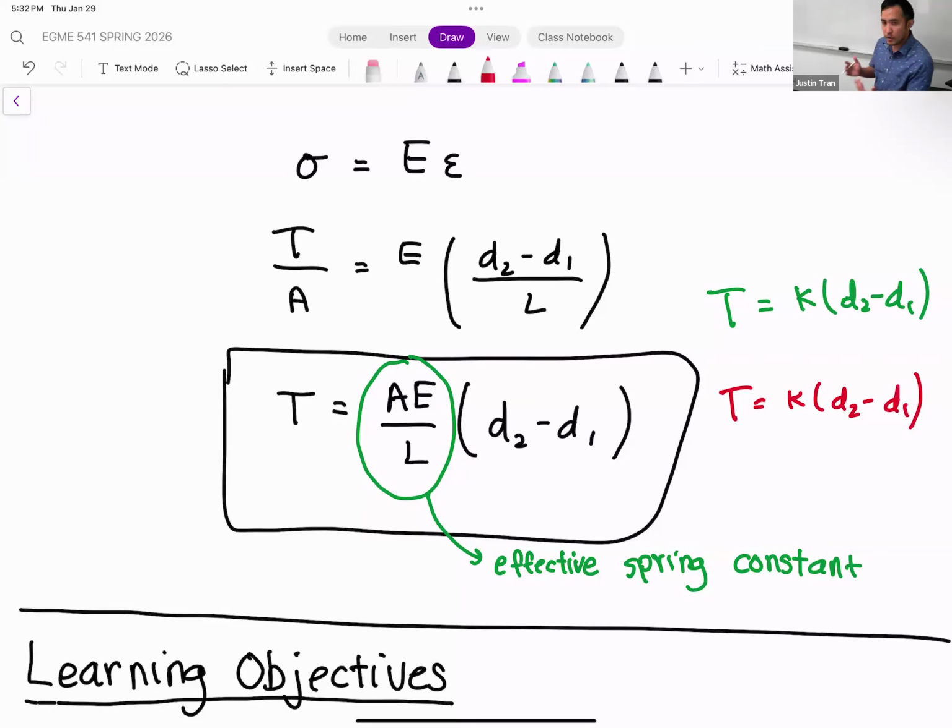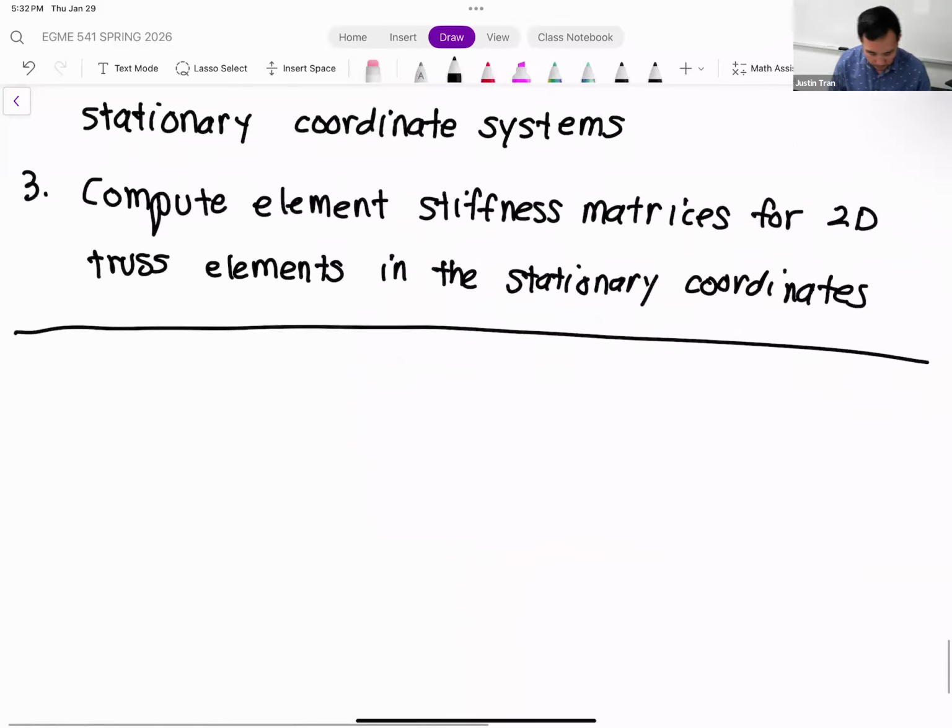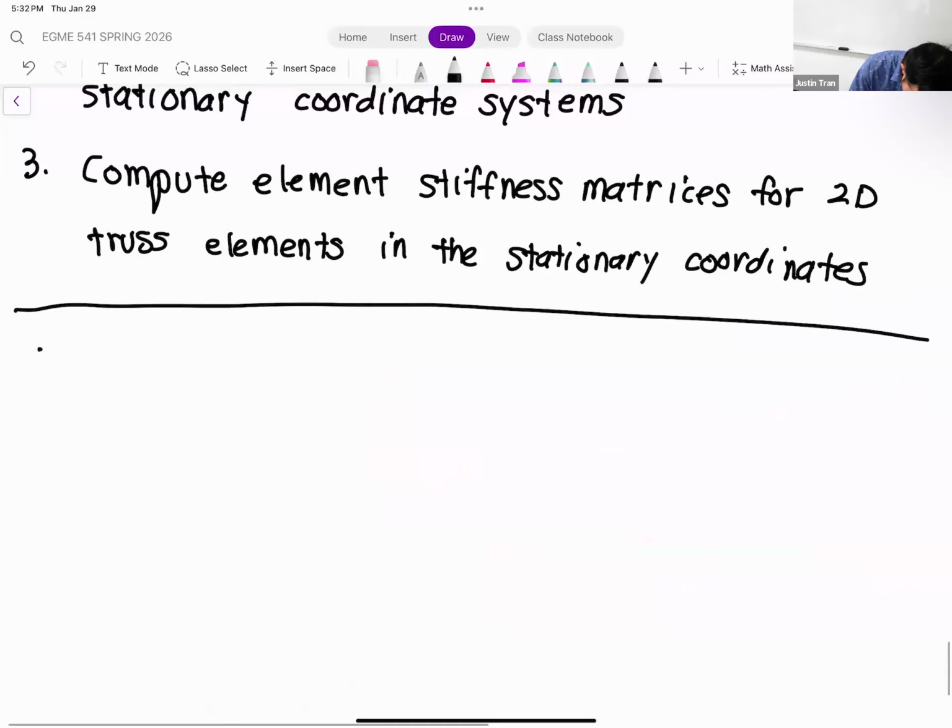That looks a lot like what we have here, but instead of the spring constant, we have the quantity A times E divided by L. That quantity we call the effective spring constant. Since the governing equation is essentially the same as a spring, it makes sense that our element stiffness matrix will look the same as a spring as well. So let's start with that.